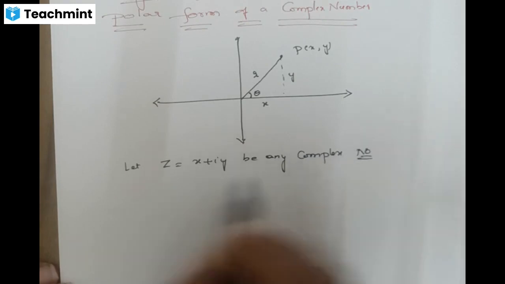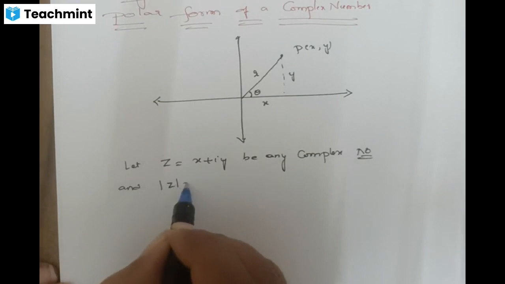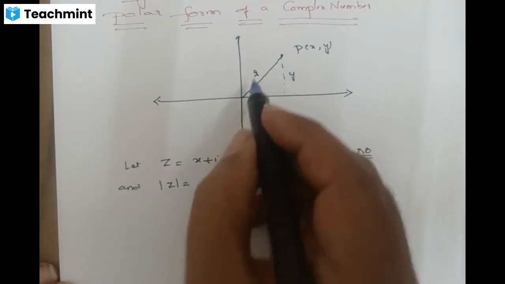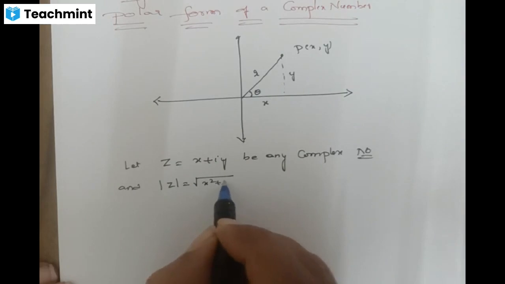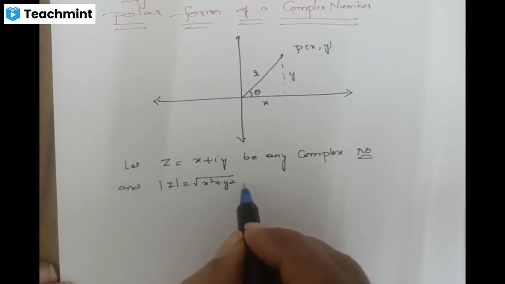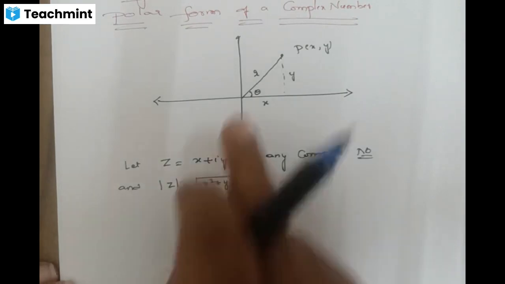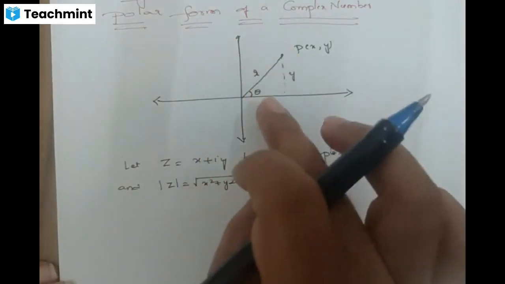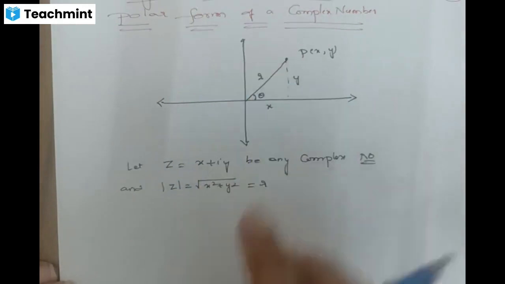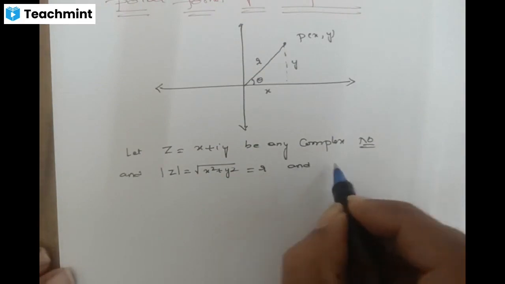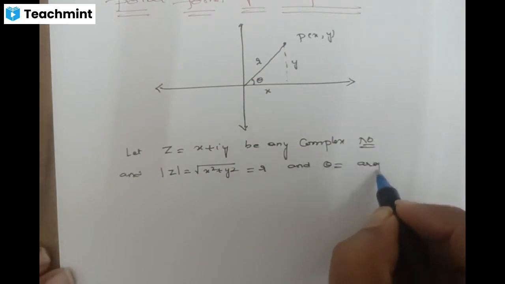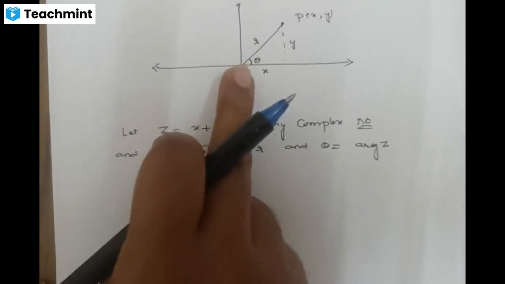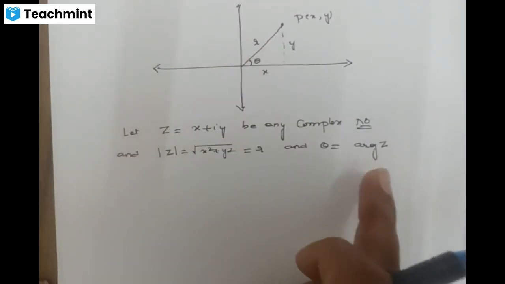Let Z is equal to X plus Iy be any complex number, and mod Z is equal to root of X square plus Y square, which is equal to R. R is equal to the root of the sum of the squares of the two sides, since in a right angle triangle the hypotenuse squared is the sum of the squares of the other two sides. So mod Z is equal to R, and theta is the argument of Z. That angle we call the argument.